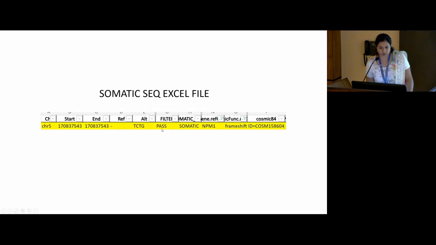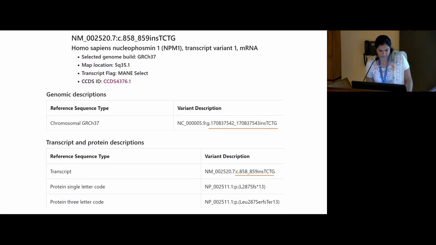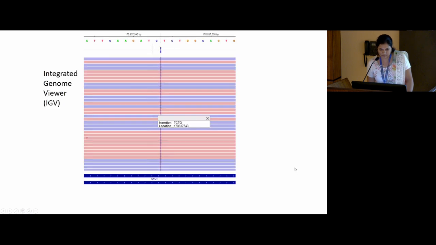So this is what the somatic Excel file is giving us: the genomic coordinates, reference sequence, altered sequence, the gene name and COSMIC ID. So when I put this on variant validator, after selecting the NM ID, I'm getting this nomenclature, 542 and 543 insertion TCTG, and the transcript variant I'm getting is 858, 859 insertion TCTG. Let's go ahead. Protein is at 287.